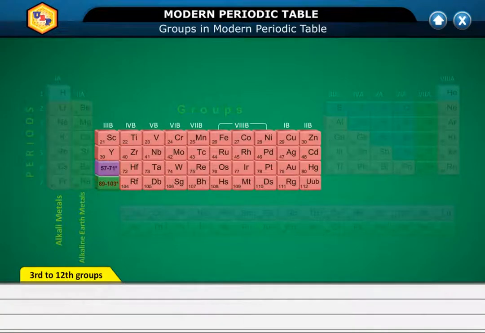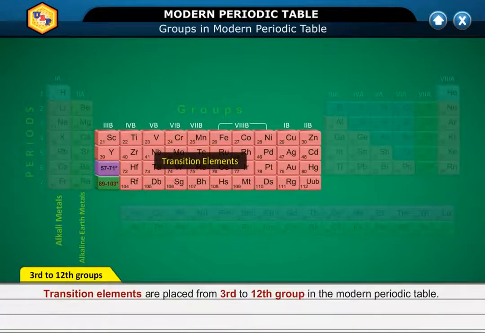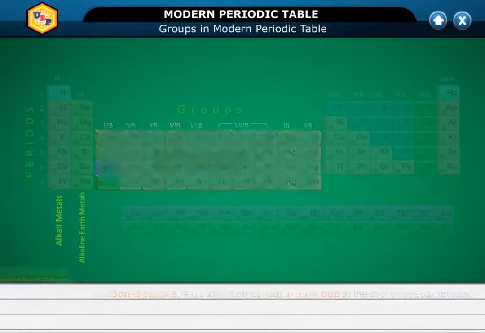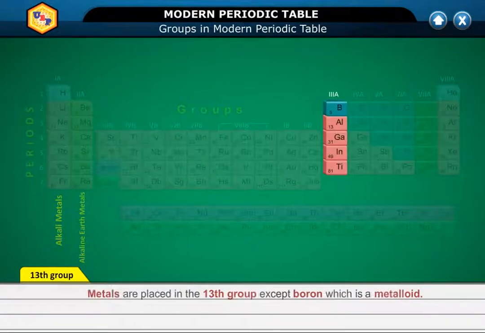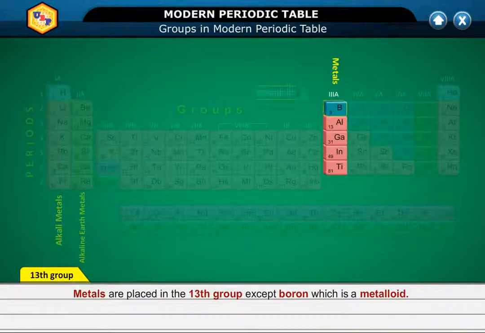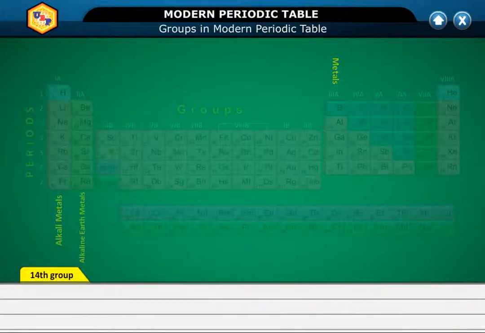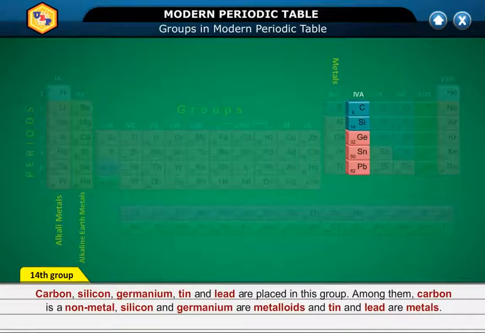Third to 12th group. Transition elements are placed from third to 12th group in the modern periodic table. 13th group. Metals are placed in the 13th group except boron, which is a metalloid. 14th group. Carbon, silicon, germanium, tin and lead are placed in this group. Among them, carbon is a non-metal, silicon and germanium are metalloids, and tin and lead are metals.